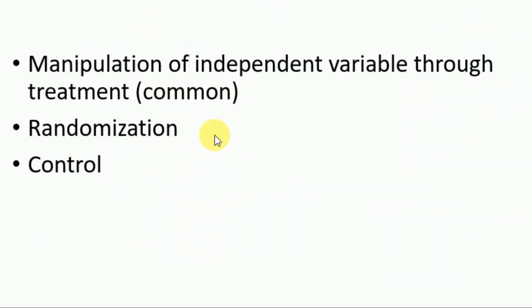All experimental research has a common characteristic, that is the treatment or intervention, which is the manipulation of the independent variable by the researcher. And true experimental research includes two more characteristics, randomization and control. So true experimental research includes three characteristics: manipulation of the independent variable through treatment or intervention, randomization and control.